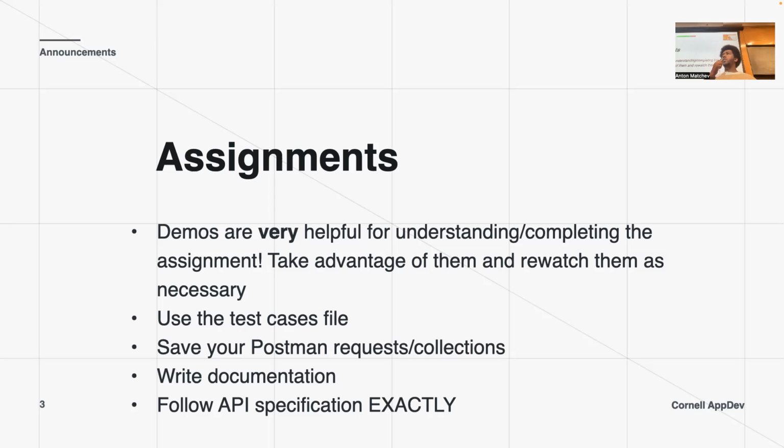And also make sure to write the documentation under every function and follow the API specification exactly. So if you see the URL in the specification, it usually ends in a slash. If yours doesn't end in a slash, it'll typically not work in the test case. So make sure you have the same outputs, same inputs, and same exact URL formatting.